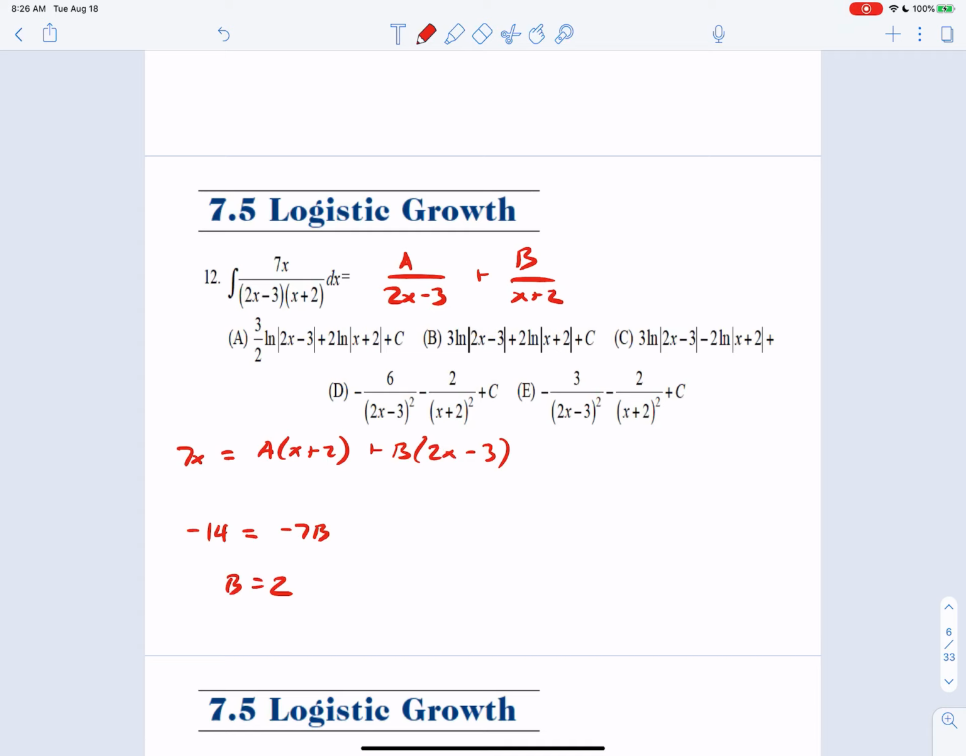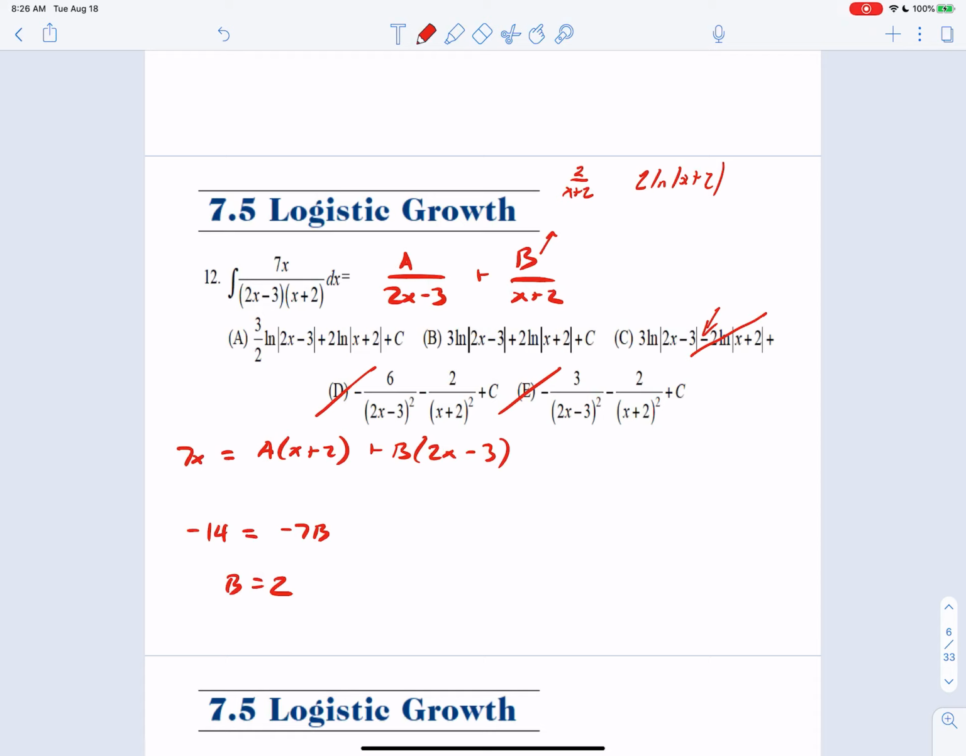Right away, I want you to understand what I'm thinking here. If B is 2, that's going to be 2 over x plus 2. And if I integrate that, I know I'm going to get 2 natural log of x plus 2. So I know it can't be this one because of that minus sign. I know it's definitely not D or E because there's no way that you would integrate that and get that. So you're left with really just A and B here.